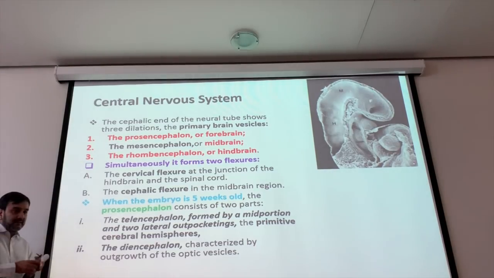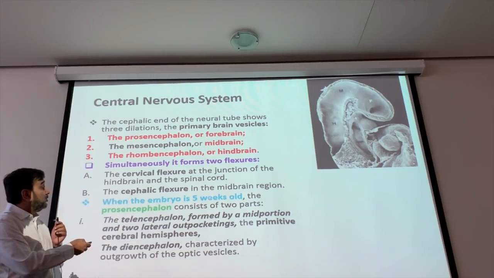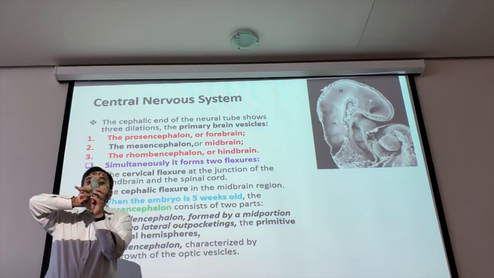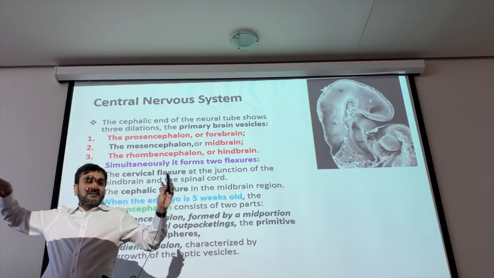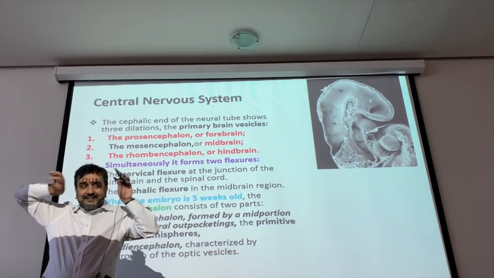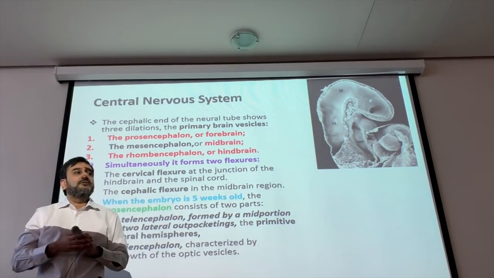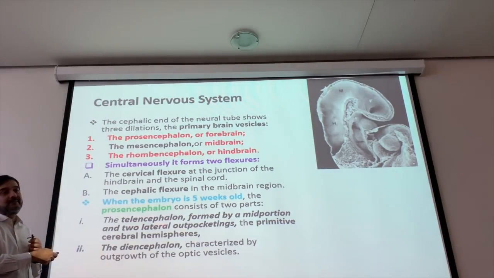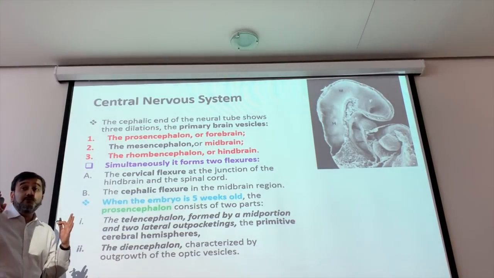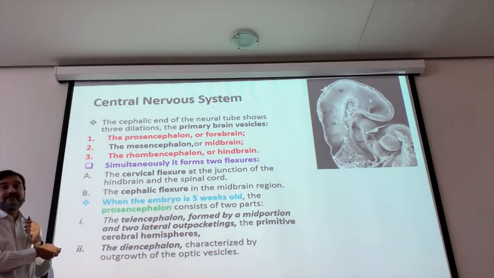By the fifth week of development, what would happen is that this prosencephalon, which was the forebrain, is going to give rise to two outpouchings. So this was a single vesicle. It is going to give rise to two vesicles laterally, and these two lateral vesicles or two outpouchings which are going to come out are called telencephalon. They are going to give rise to the cerebrum. So the two cerebral hemispheres are going to come out from telencephalon.